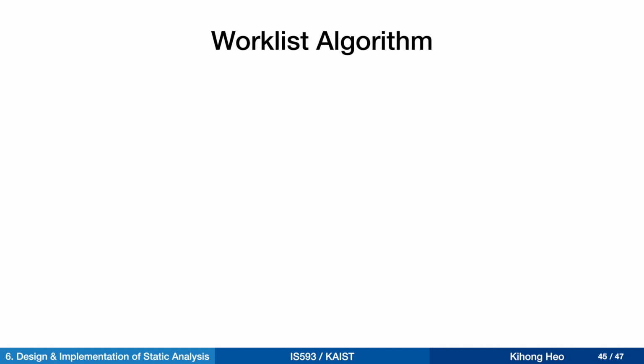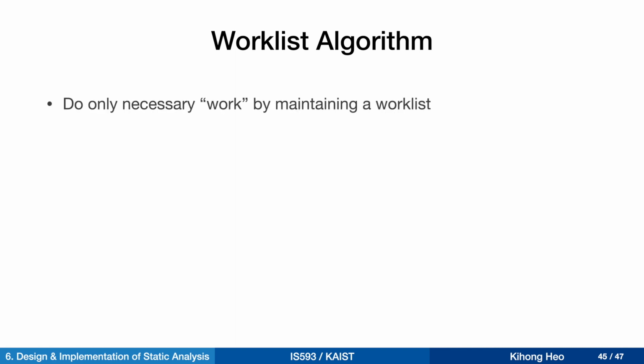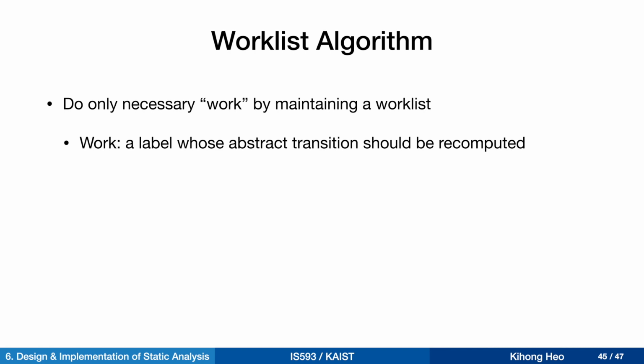The answer to the second question is the worklist algorithm. For each iteration, instead of computing abstract memories for all labels, the new algorithm computes only necessary work, and work is maintained by a worklist. What does work mean here? Work is a label whose abstract transition should be recomputed. Why recompute? Because its input is updated. In summary, we compute abstract transitions for labels only if their inputs are updated. Otherwise, no need for new transitions. Does that make sense?